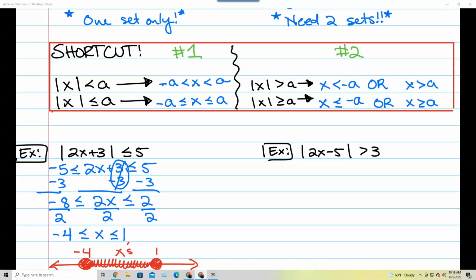I'm going to try to match this up, and I notice that I have a greater than symbol right here, which means it's going to match up with this one right here. So I'm going to be using shortcut number 2. Shortcut number 2, unfortunately, is a little bit more work because you need to come up with 2 different sets.